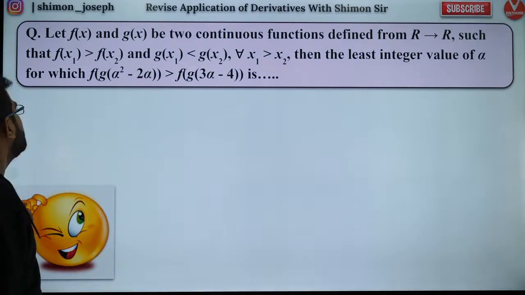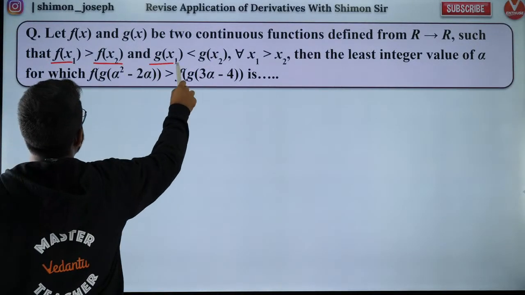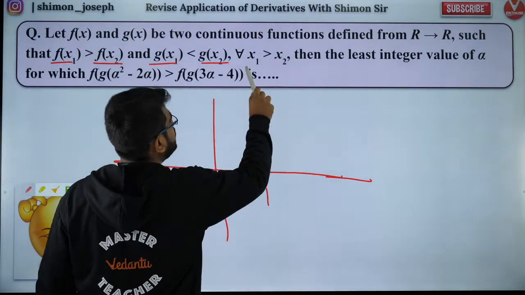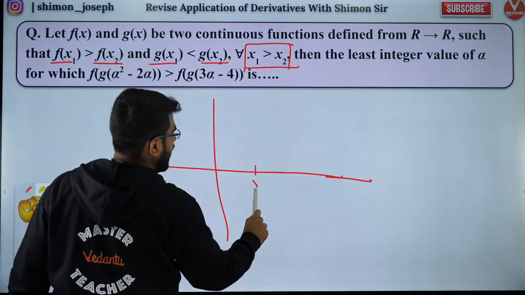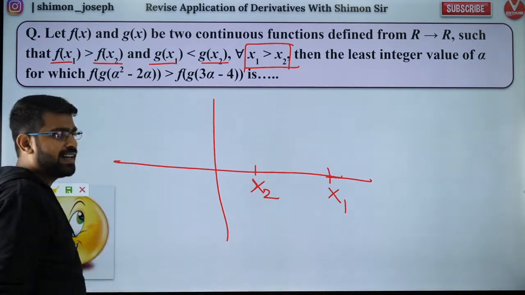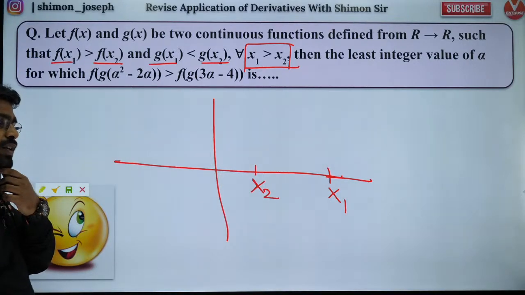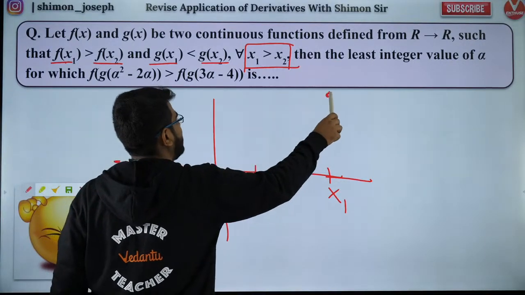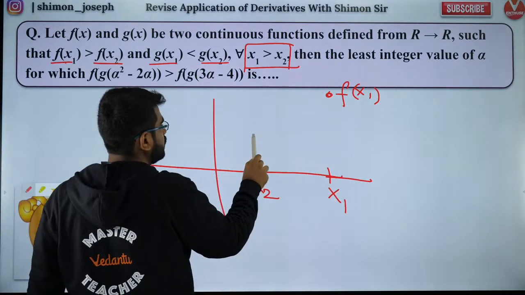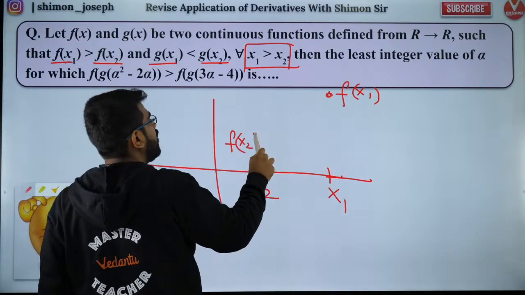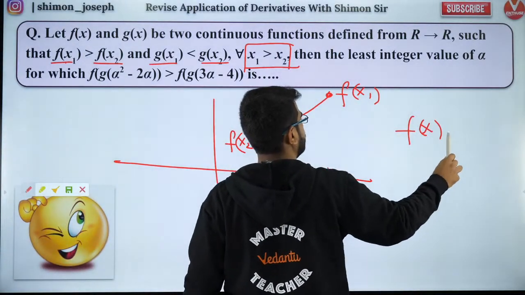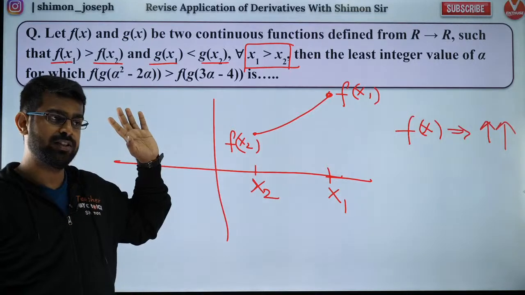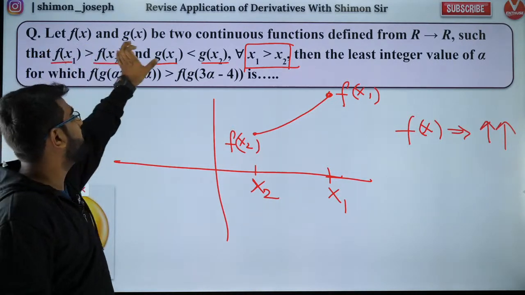So guys, first of all, you need to find out whether f of x is increasing and g of x is increasing. So let's draw it. So let us say this is x1, this is x2. So x1 is greater than x2. Now, what is f of x1? F of x1 is very high as compared to f of x2. So can I say f of x is an increasing function? That is what this statement means.